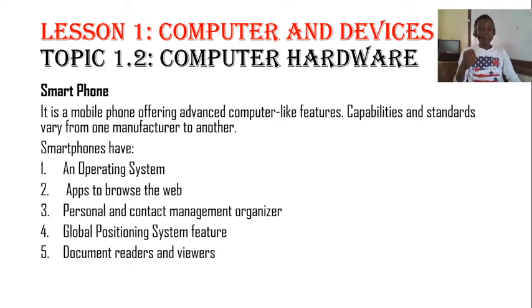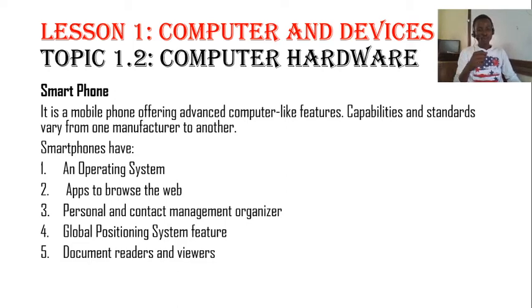Number three, we have a personal contact management organizer on smartphones. I've already talked about that. So we have the contact manager applications on smartphones that allow us to manage our contacts. Number four is the global positioning system feature that we can find on smartphones, the GPS. It's basically a global locator. It can tell you wherever you are, wherever you want to go. I don't think there is a smartphone that doesn't have a GPS feature. I think all smartphones have a GPS feature.